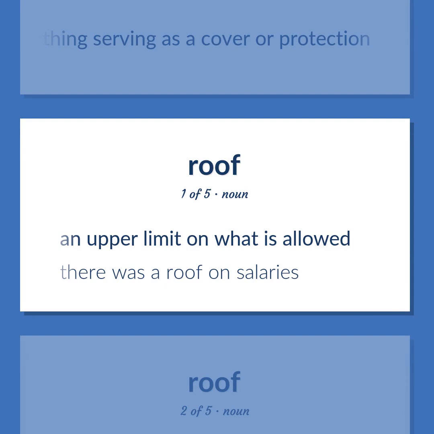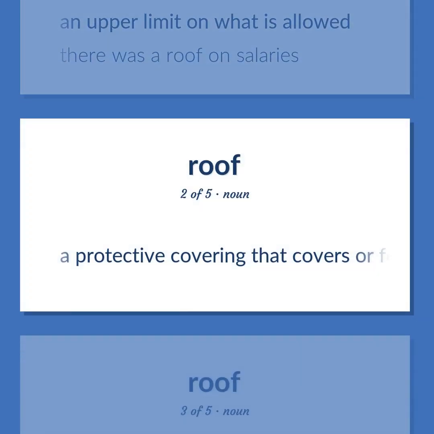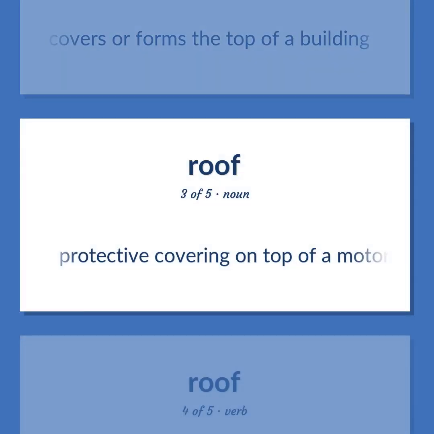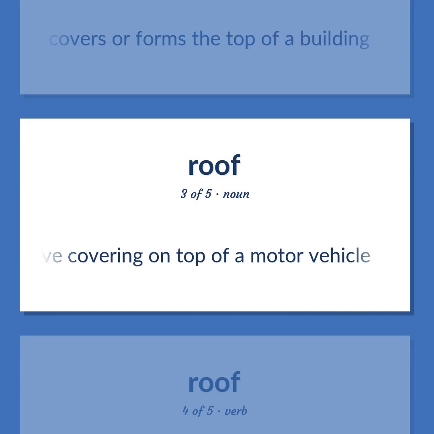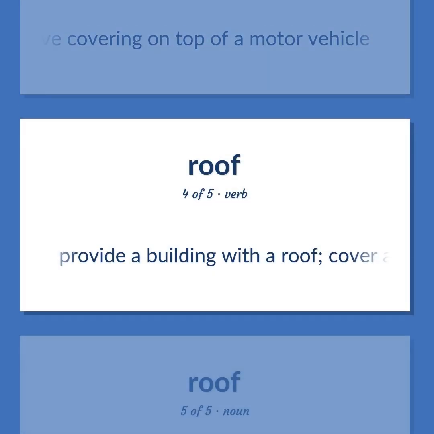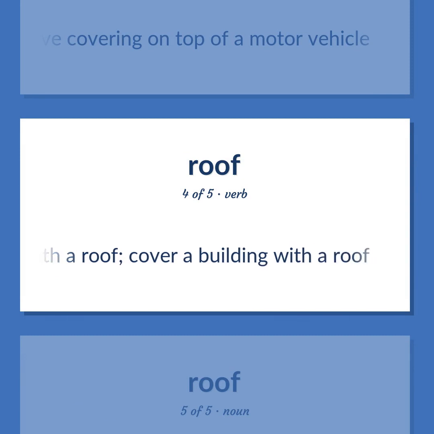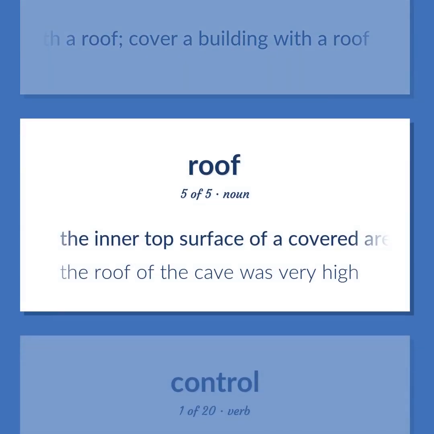An upper limit on what is allowed. There was a roof on salaries. A protective covering that covers or forms the top of a building. Protective covering on top of a motor vehicle. Provide a building with a roof. Cover a building with a roof. The inner top surface of a covered area or hollow space. The roof of the cave was very high.